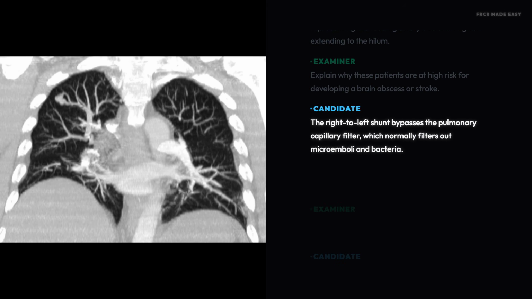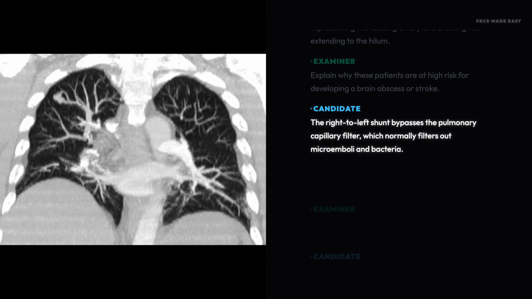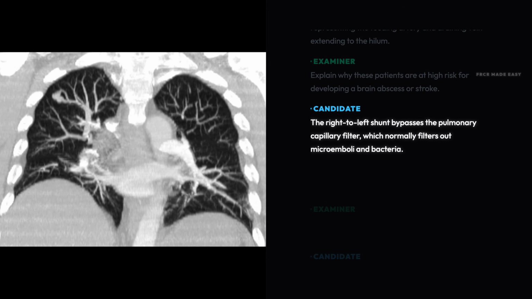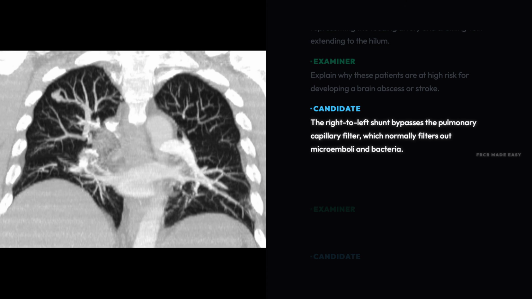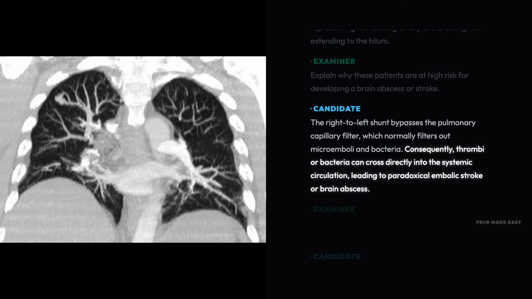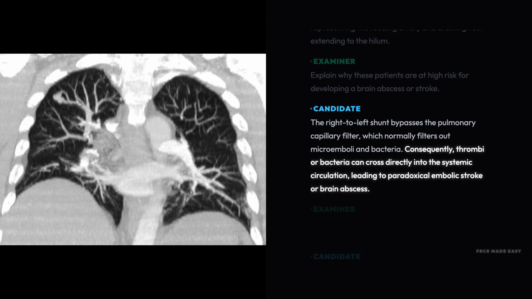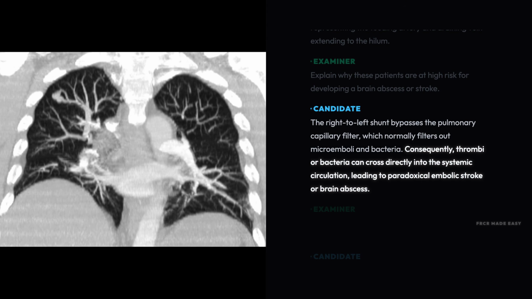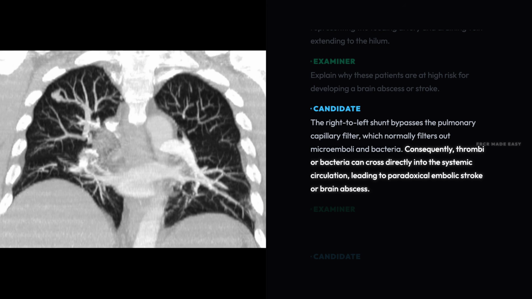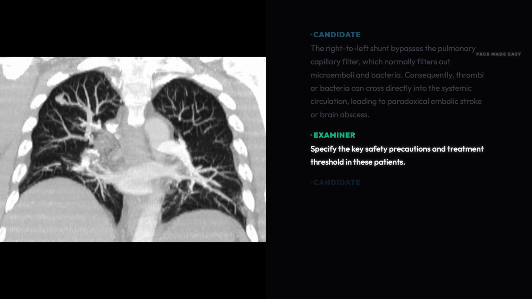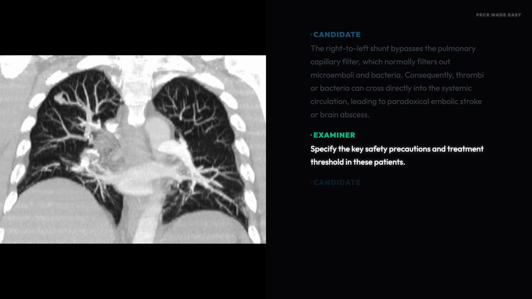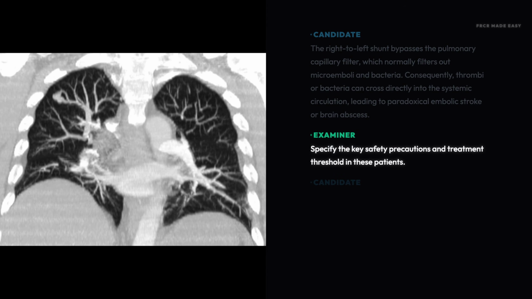The right-to-left shunt bypasses the pulmonary capillary filter, which normally filters out microemboli and bacteria. Consequently, thrombi or bacteria can cross directly into the systemic circulation, leading to paradoxical embolic stroke or brain abscess. Specify the key safety precautions and treatment threshold in these patients.